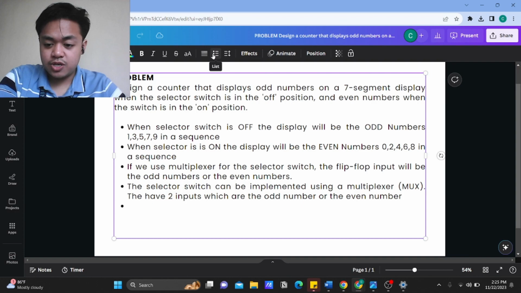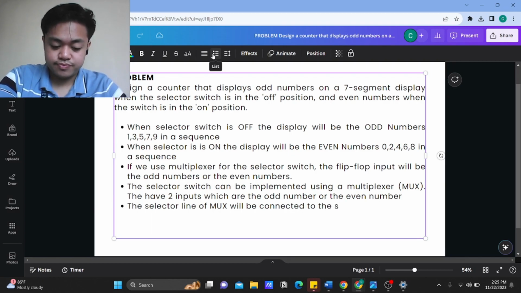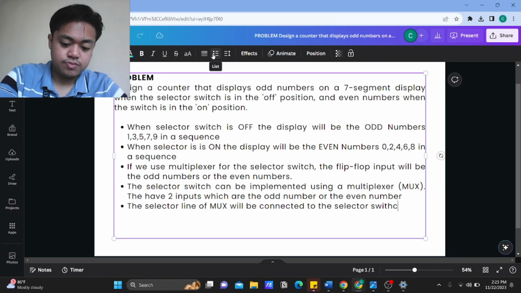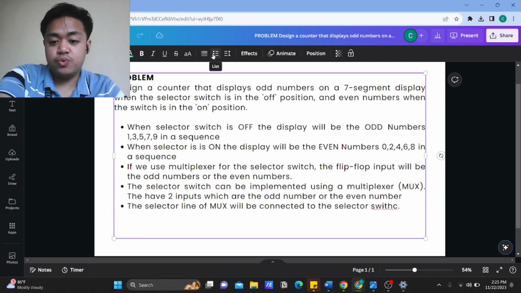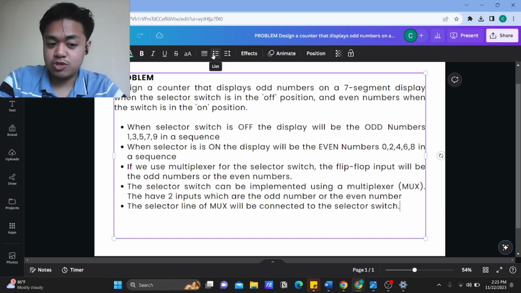Next analysis, the selector line of the MUX will be connected to the selector switch, because there are two inputs. It will connect into the MUX, and will connect to the reset.